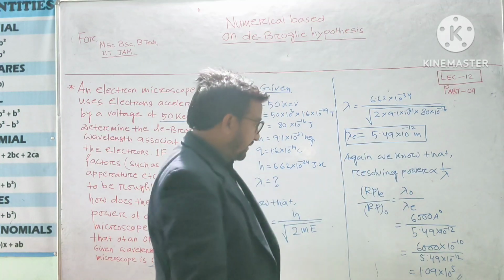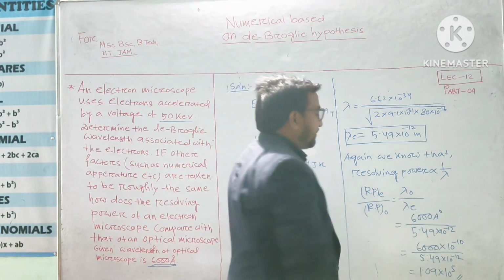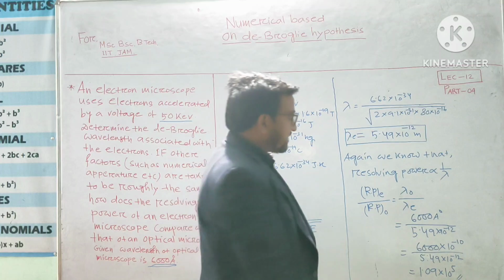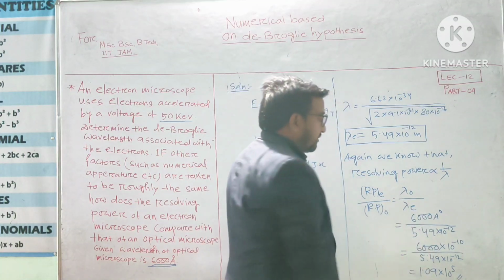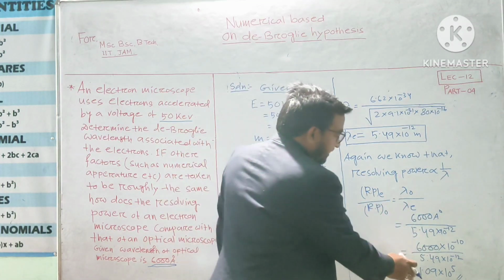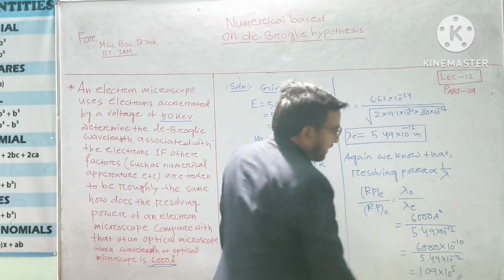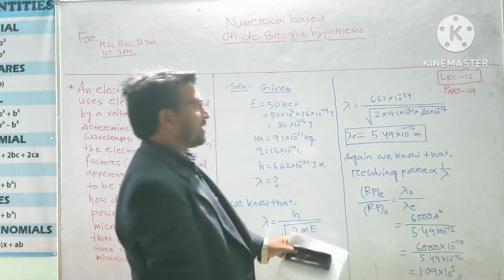5.49 into 10 to the minus 12 meter. Angstrom is not an SI unit of wavelength, so it should be converted to the SI system. So we can write 6000 into 10 to the minus 10, and after solving this we will get 1.09 into 10 to the minus 5. So this is our required answer.